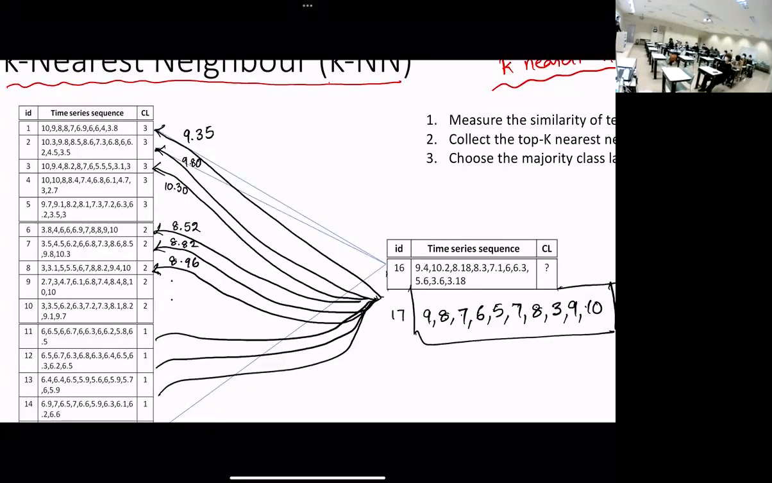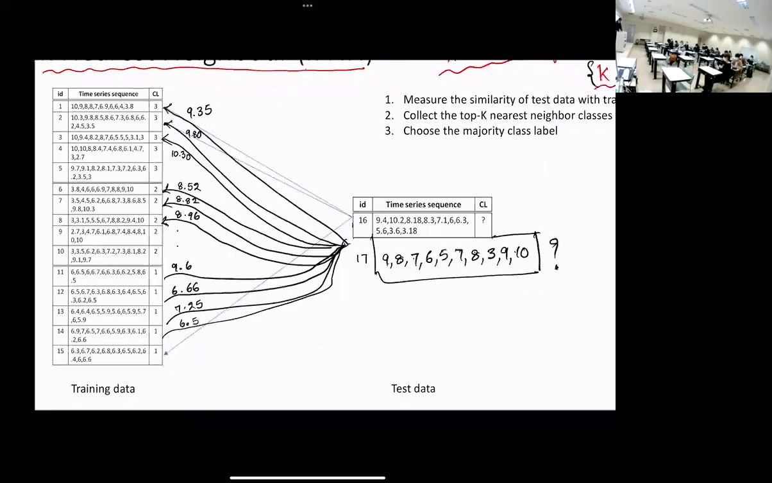Tell me the value. What is the distance? 10? 11? 9.6. Okay. 6 point. Okay, next. 7.25. Next one. Okay, what should we take as the side? 6.5. Okay. Now tell me the top 5 ID numbers.